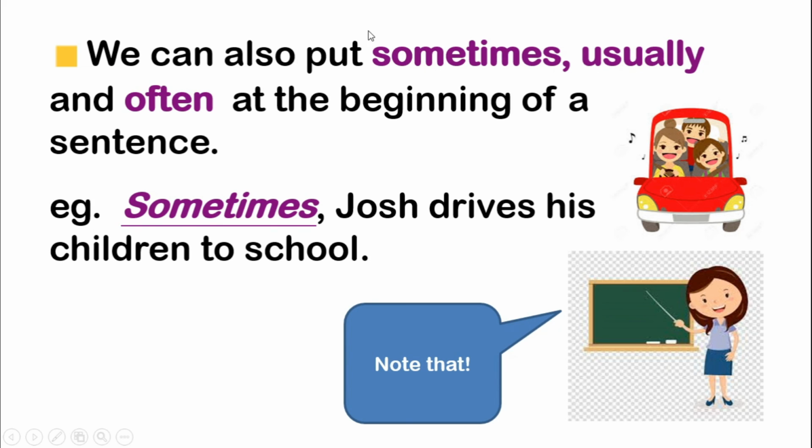We can also put sometimes, usually, and often at the beginning of a sentence. For example, sometimes Josh drives his children to school. Instead of saying, sometimes Josh drives his children to school, we could say as well, Josh sometimes drives his children to school.